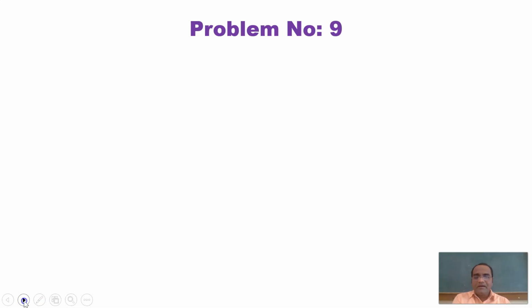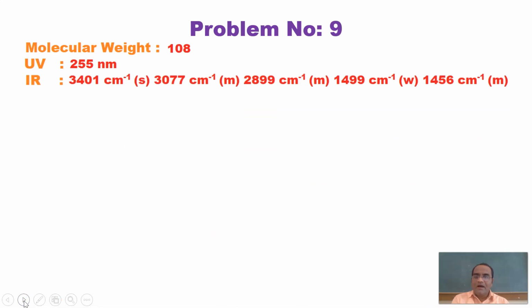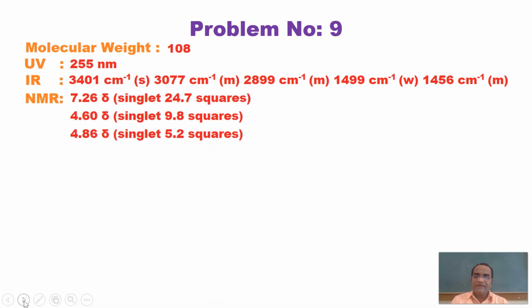After that, problem number 9, molecular weight 108, UV 255 nanometers, IR 3401 centimeter inverse, strong. After that, 3077 centimeter inverse, medium, 2899 centimeter inverse, medium, and 1499 centimeter inverse, weak. And after that, 1456 centimeter inverse, and it is medium.